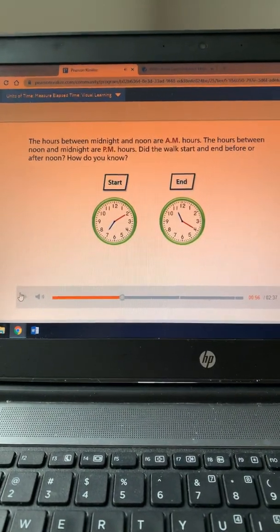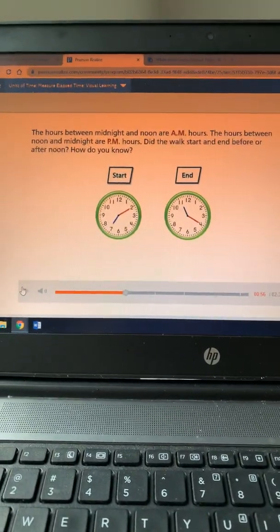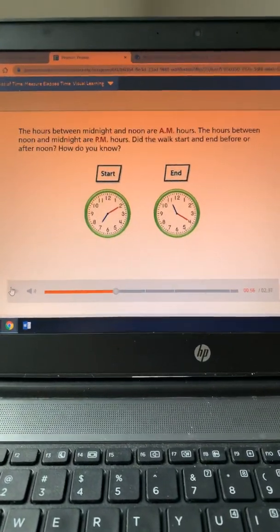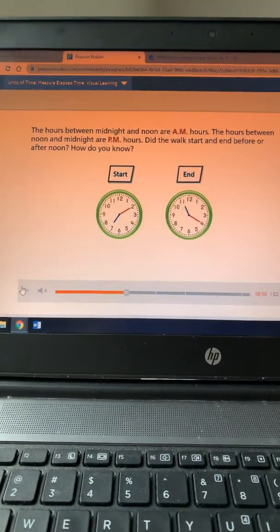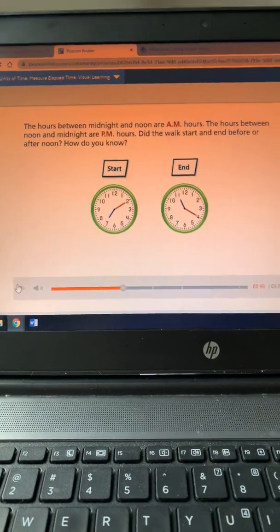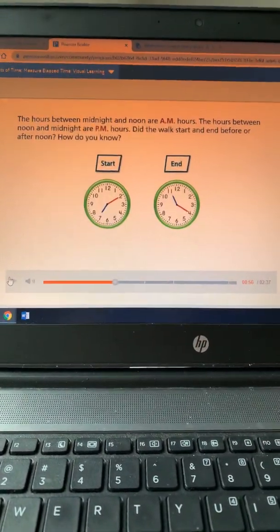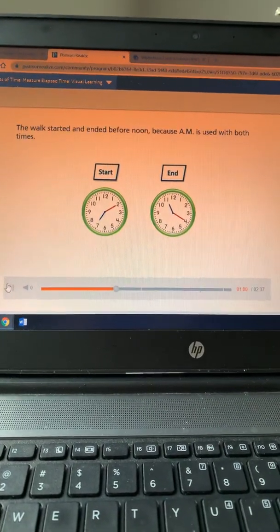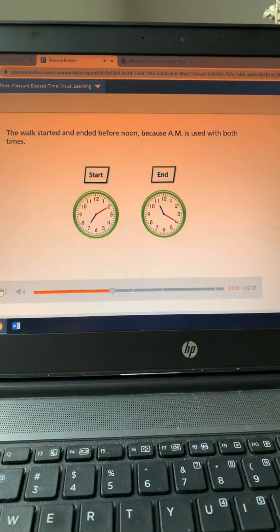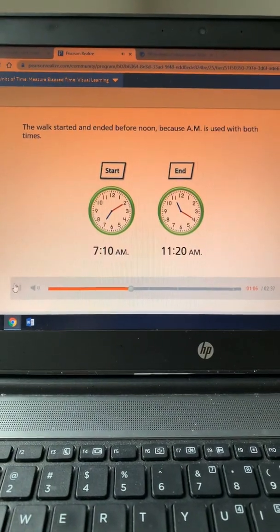All right, so let me repeat that. The hours between midnight and noon. So anytime in the morning is AM hours. Anytime afternoon, get it? Afternoon is PM hours. All right? The walk started and ended before noon because AM is used with both times.